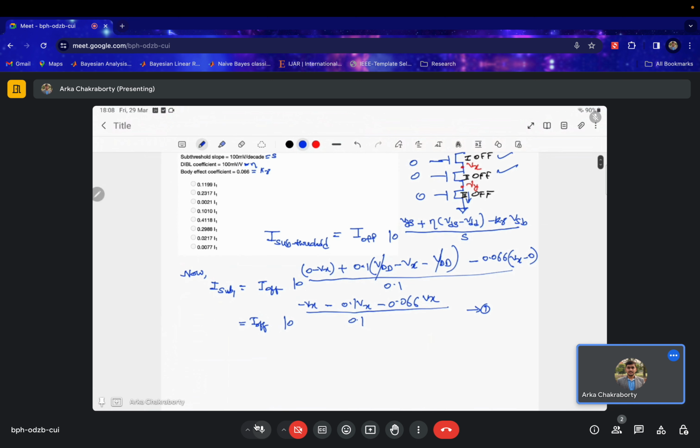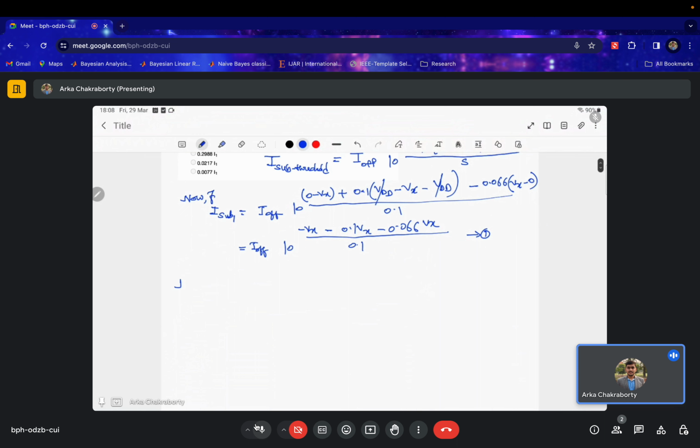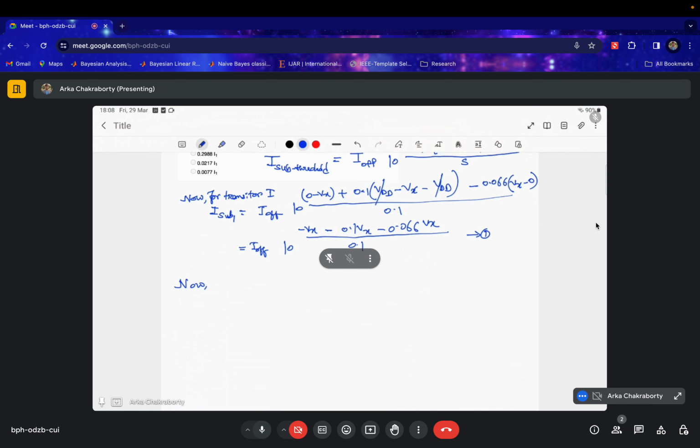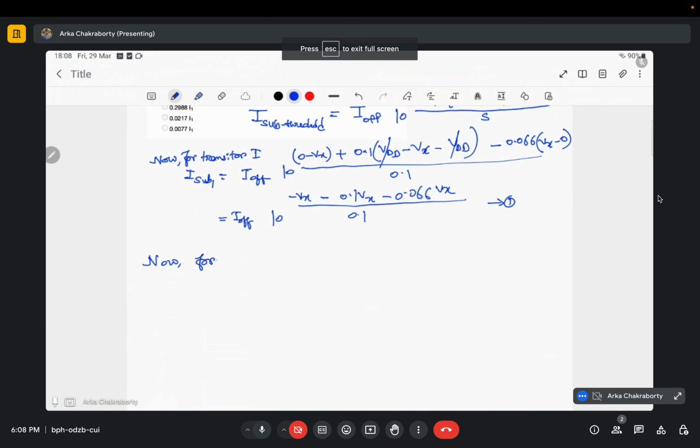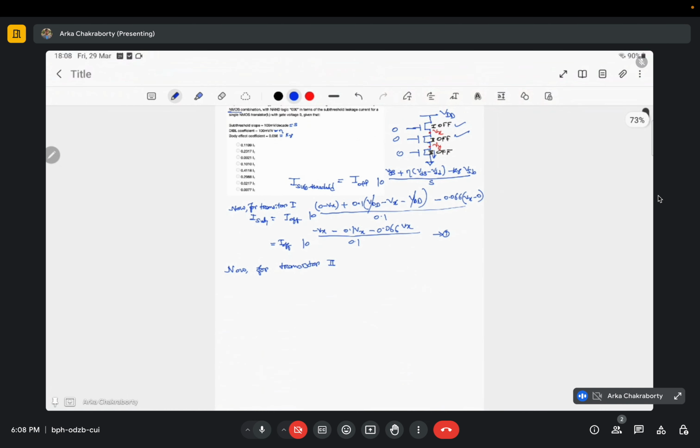Now for the second transistor, that is transistor 2, let me call the subthreshold current I sub 2, which will be equal to I of 10 to the power Vgs. VG is here 0, Vs is here Vy, correct?